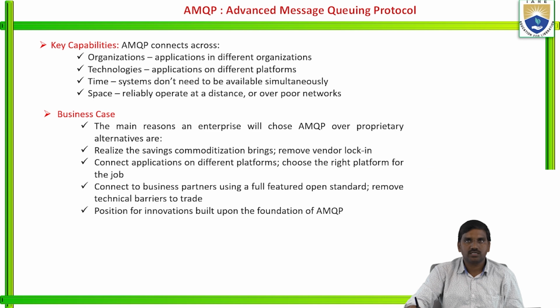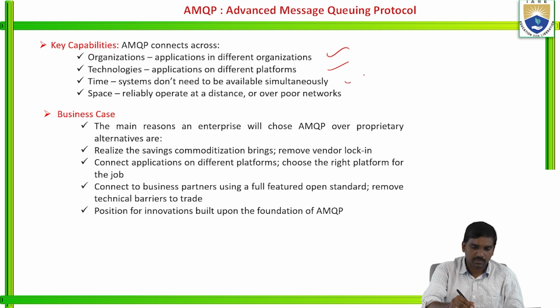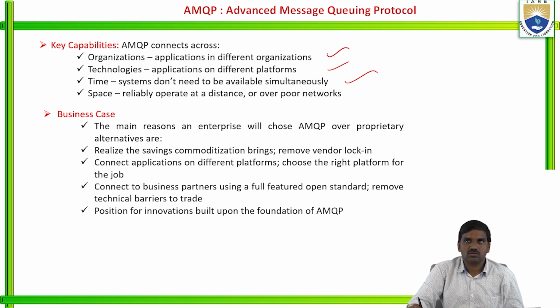And key capabilities and business case are here. Some capabilities: applications in different organizations and technologies, applications on different platforms. Systems do not need to be available simultaneously. Reliable, able to operate at a distance or over a poor network. So these are the four capabilities of AMQP: connect across the globe.